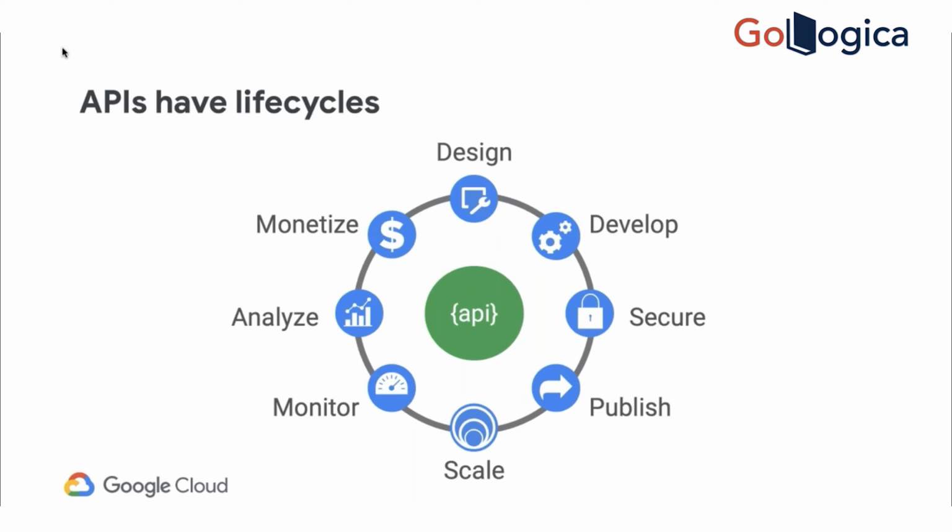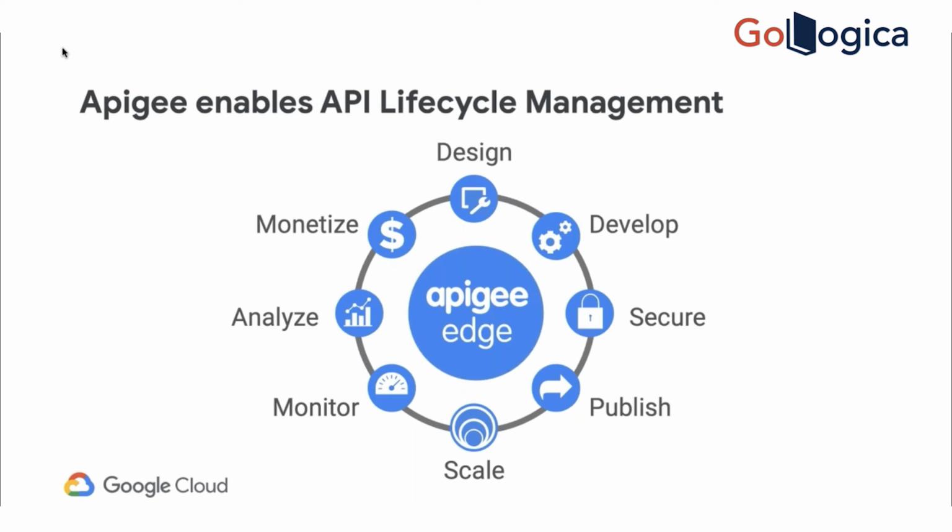So these are the different phases of how you can manage. So for Apigee, Apigee enables the whole API lifecycle management. So Apigee allows the designing, development, security, publishing, scale up, monitoring, analyzing, and eventually monetizing the API. So all these phases that we just covered, Apigee has provisions for all of them. So it is a complete API lifecycle management platform. So we will see how actually it does that.